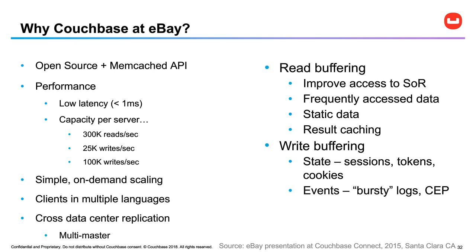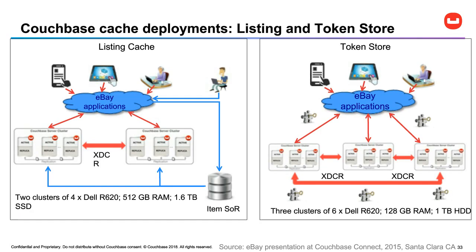A quick look at the architecture of one of eBay's Couchbase deployments, or two of eBay's Couchbase deployments, showing both a cross data center replication across 3 different clusters, and also the fact that they do have other database storage systems of record that are in the back end serving the Couchbase as a caching layer.